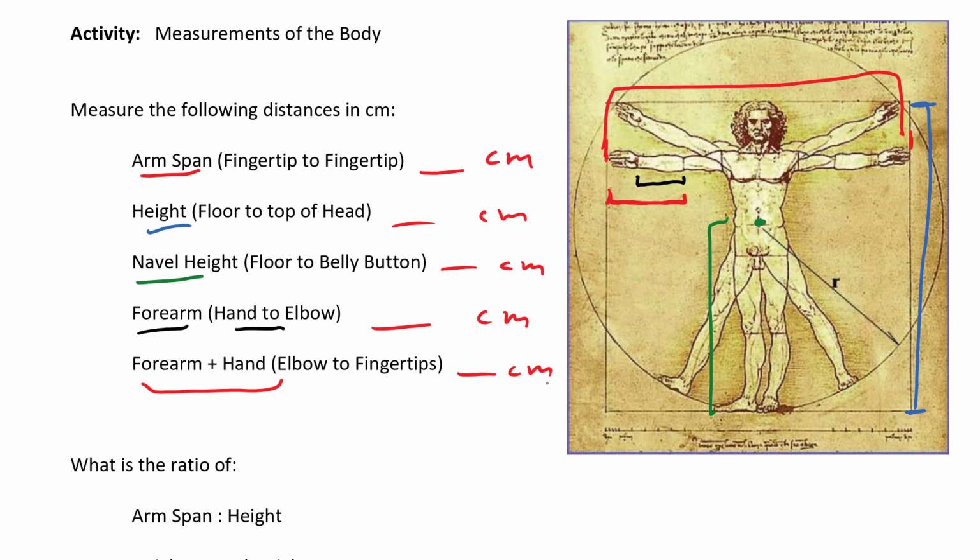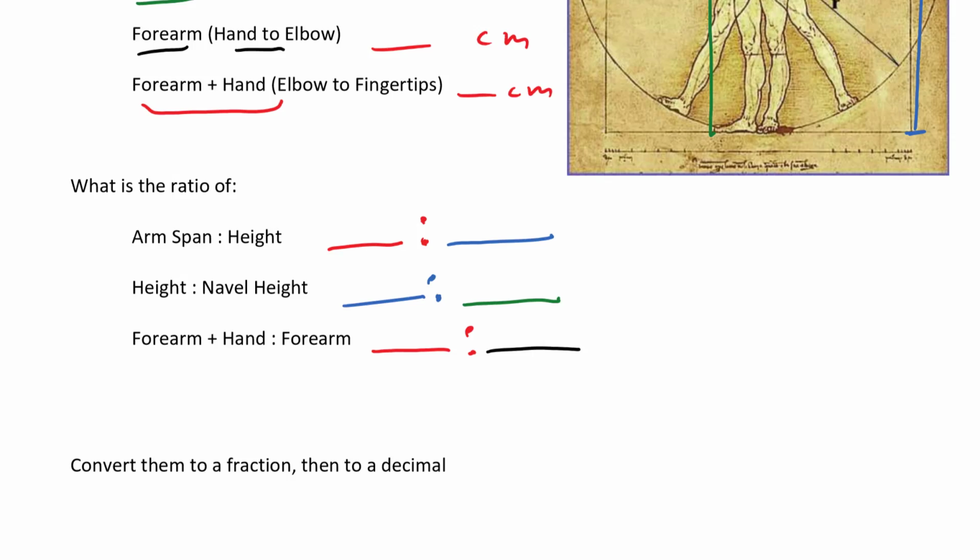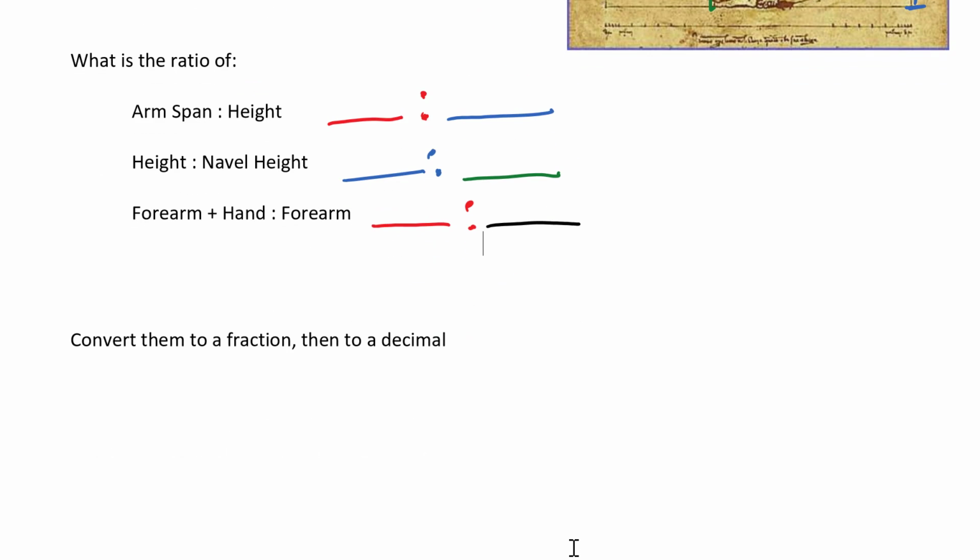I now want you to create some ratios with these numbers. I want you to write your arm span compared to your height. I then want you to compare your height to your navel height. I then want you to compare your forearm plus your hand to just your forearm. I then want you to do some math on that. Convert them into a fraction, then into a decimal.